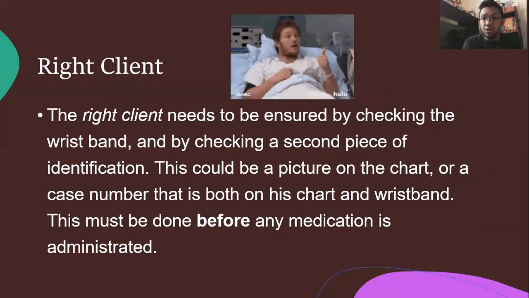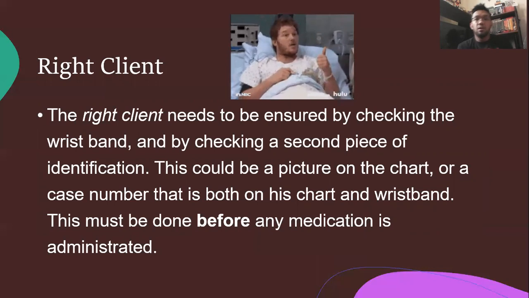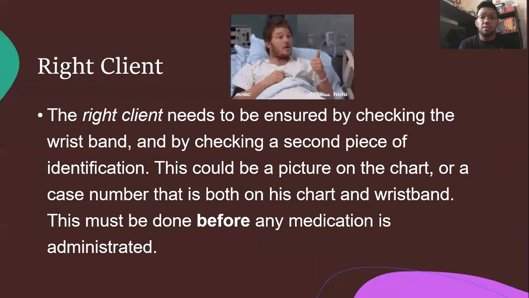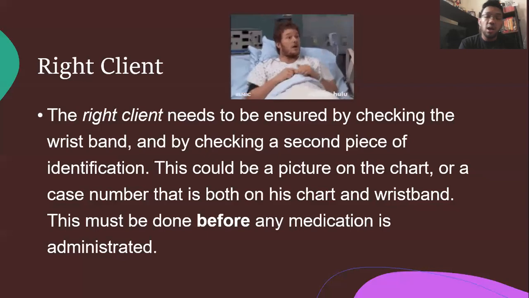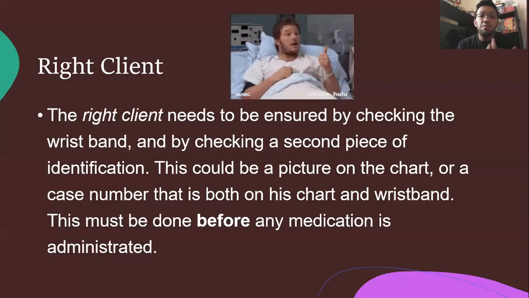First, we'll talk about the five rights of drug administration. We'll talk about the first one, which is the right client. So the right client needs to be ensured by checking the wristband. So we need to check the patient's wristband for their name, and by checking a second piece of identification. This can be a picture on the patient's chart or a case number that should be on the chart of the patient and also on the wristband of the patient.